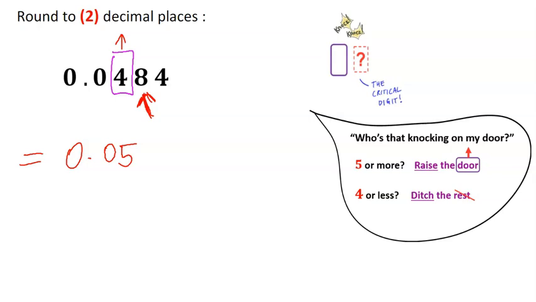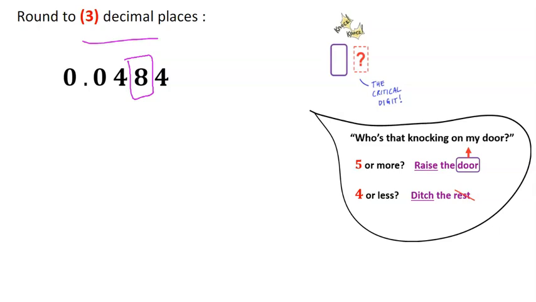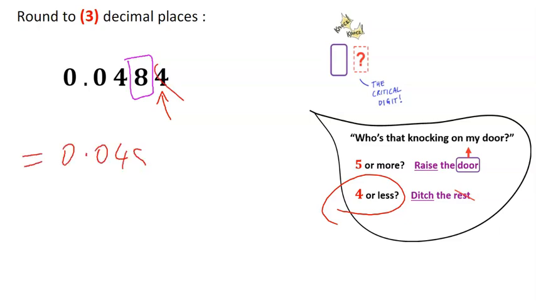Let's do it again. Round to 3 decimal places. That tells you where to put the door. Now look at the digit and sing the ditty. Who's that knocking on my door? 5 or more, raise the door. But 4 or less, ditch the rest. Answer, 0.048 is correct to 3 decimal places.